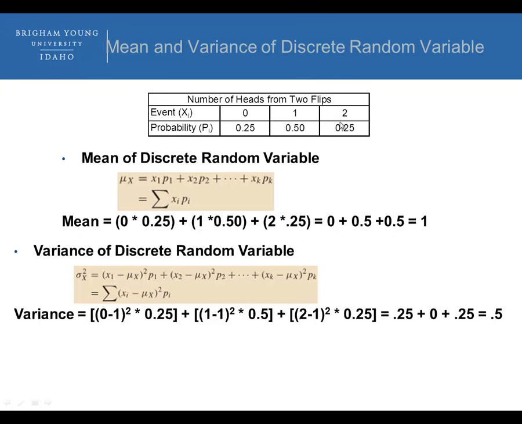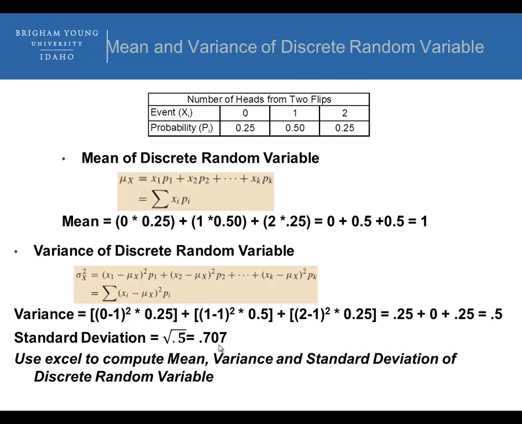Plus we take the event of 2 heads, which is 2, minus the mean, which is 1, and we square that, and then multiply it by 0.25, the probability of that event happening. Then we add everything up: the multiplication here plus the multiplication here plus the multiplication here. We add all those up, and we get a variance of 0.5. Now to get the standard deviation, which is what we learned from lesson 3, we take the square root of the variance and we get 0.707.